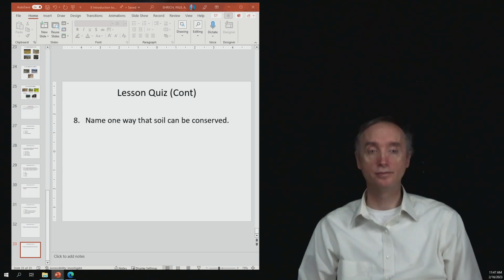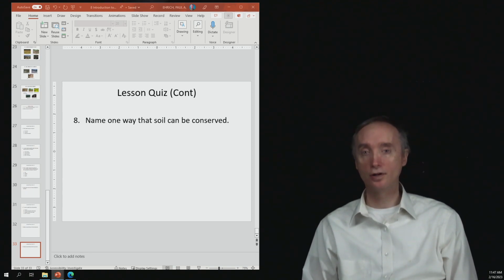All right, so that's it. So in our next lesson, we're going to talk about what happens when you take the sediments and you turn them into a rock. And that's going to end up being a sedimentary rock.